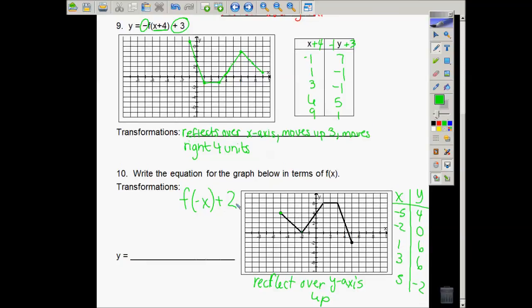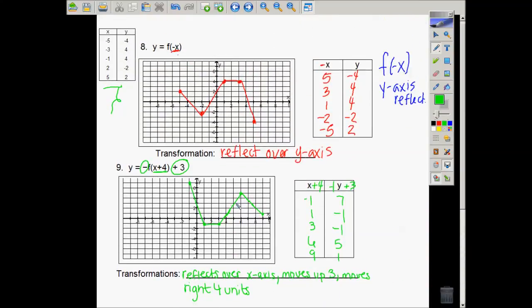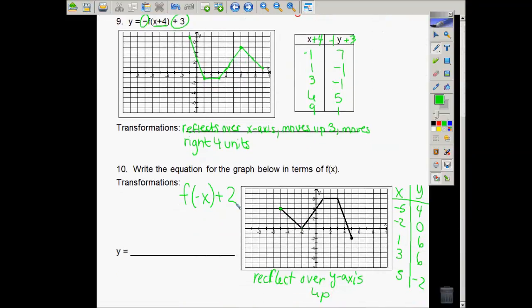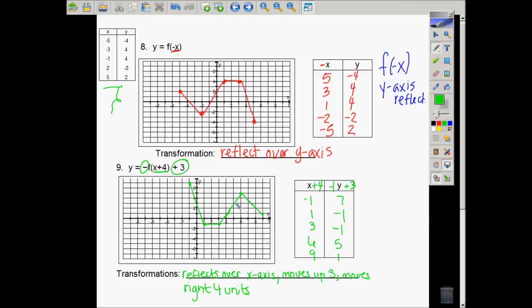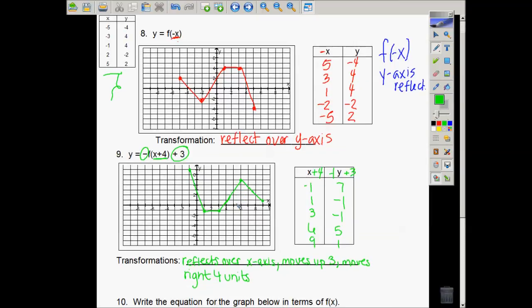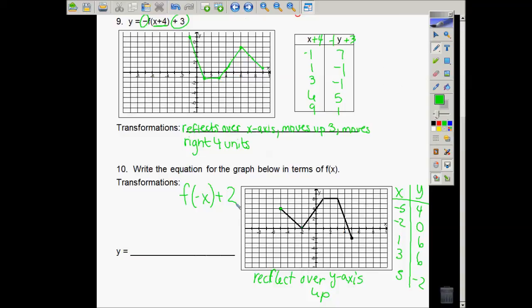So should this work? Maybe. All right. So if I did that, this is going to become a positive 5, a positive 3, a positive 1, a negative 2, a negative 5. Do those x's match up? Okay, and then up 2. So that means my y values all added 2. So negative 4 plus 2 is? Negative 2. 4 plus 2 is? 2. Negative 2 plus 2. And then 2 plus 2. So guess what? It works. We did it!